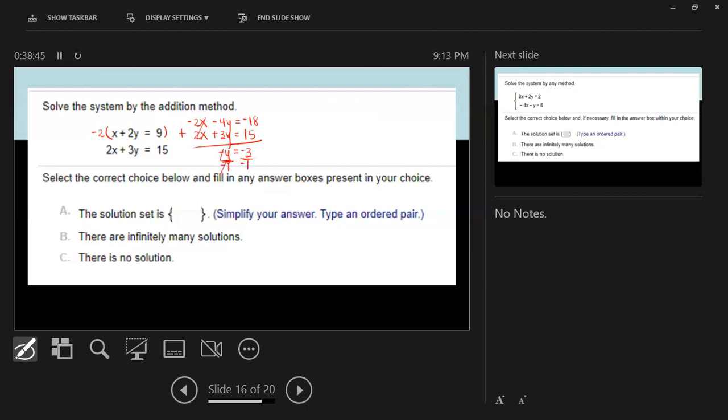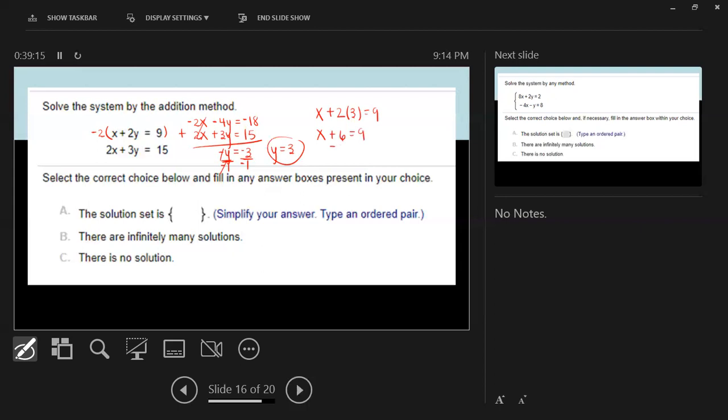And when you do negative 3 divided by a negative 1, y is equal to positive 3. So now that I solved for y, I just need to plug it into one of the equations. And I'm going to plug it into the first equation. So that will be x plus 2 times y, which is 3, is equal to 9. So that would be x plus 6, 2 times 3 is 6, is equal to 9.